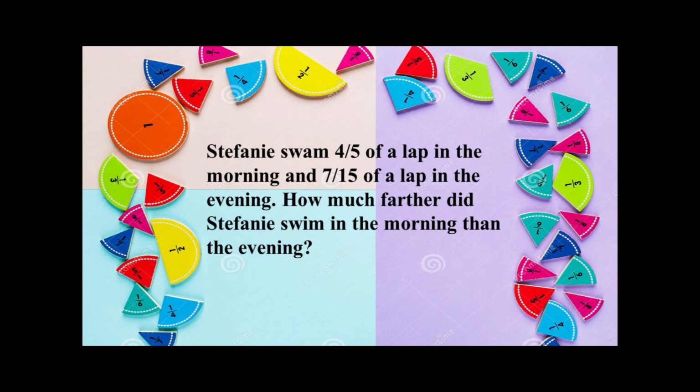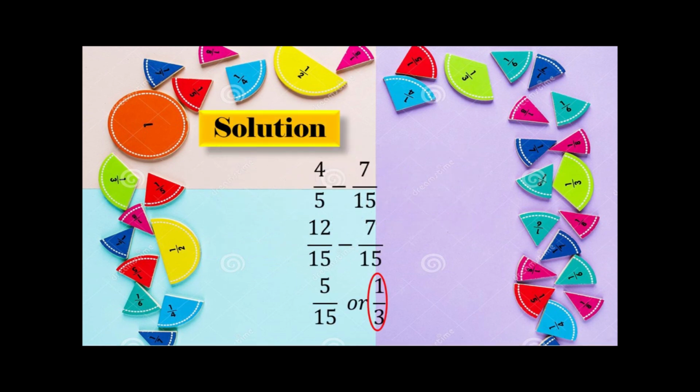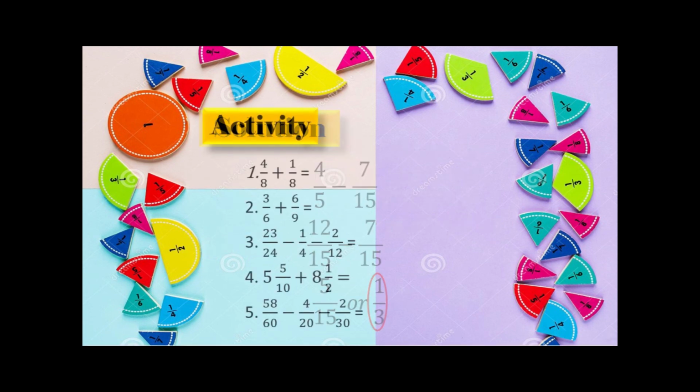Let's have this problem. Stephanie swam 4/5 of a lap in the morning and 7 over 15 of a lap in the evening. How much farther did Stephanie swim in the morning than in the evening? That's right, it's 1/3.